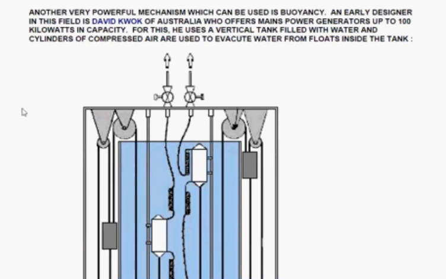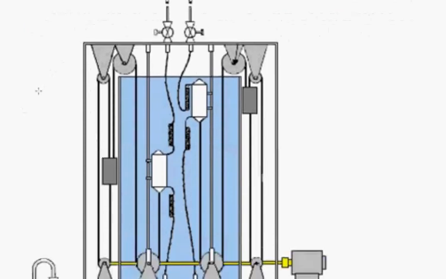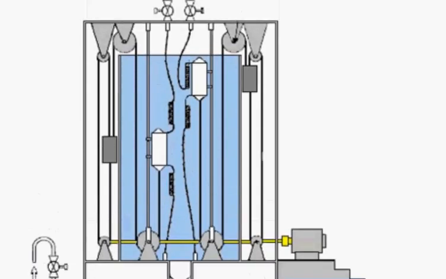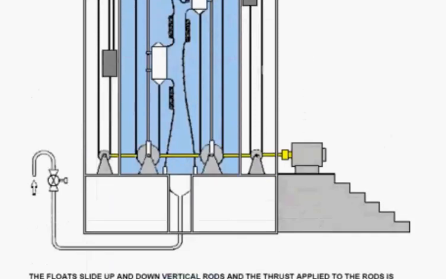Okay, right. We come on to another system here. This is a rather complicated version of it. This is by David Kwok of Australia. And this is a mains power generator, and he offers them for sale in sizes up to 100 kilowatts. Now what it is, is two floats. These floats move up and down a vertical metal rod. And the system is powered by compressed air, which is fed in through here from a compressed air tank.